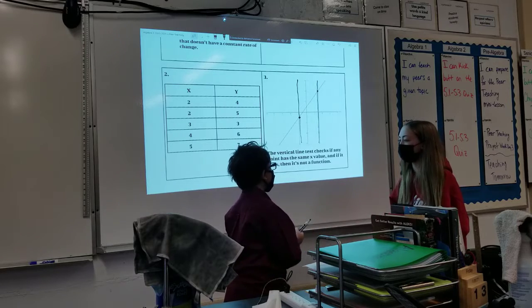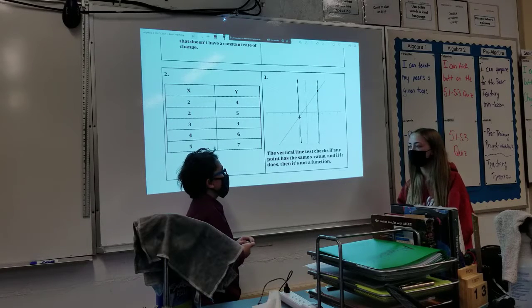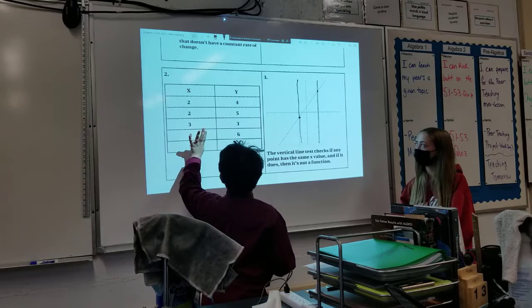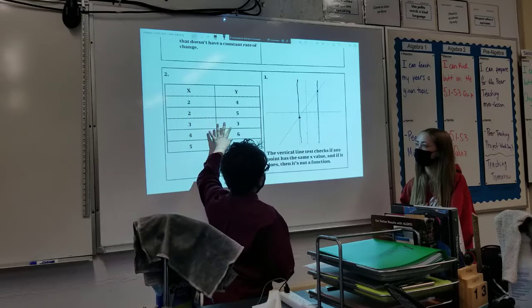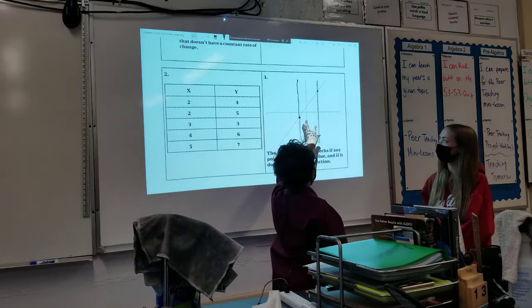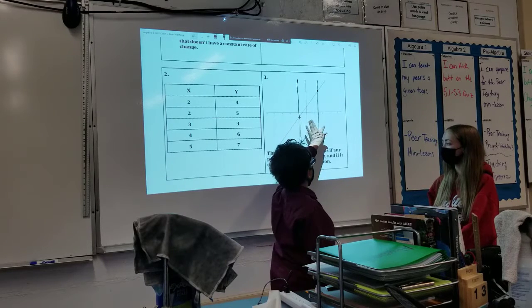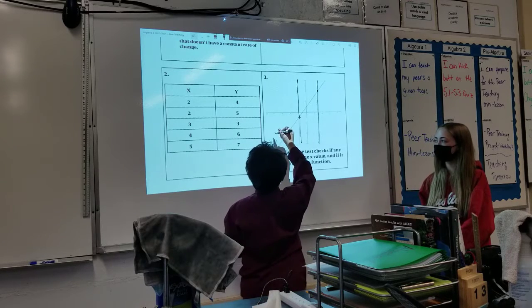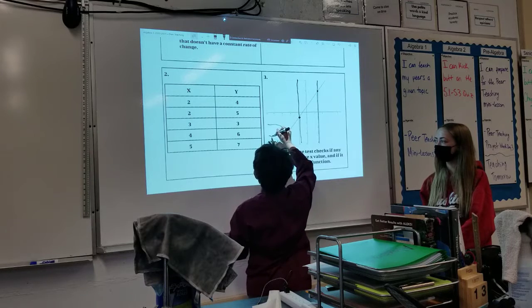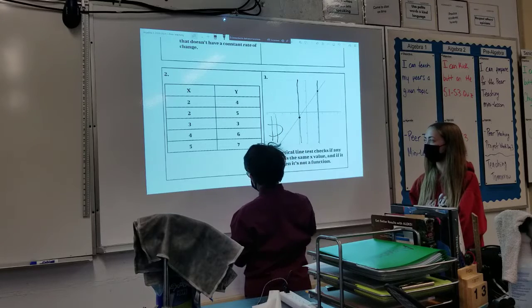And basically the whole point of the vertical line test is it checks whether two values have the same x coordinate. Like here, I'll just write it here. If a graph would have a line like that, that wouldn't be a function because it doesn't pass the vertical line test.